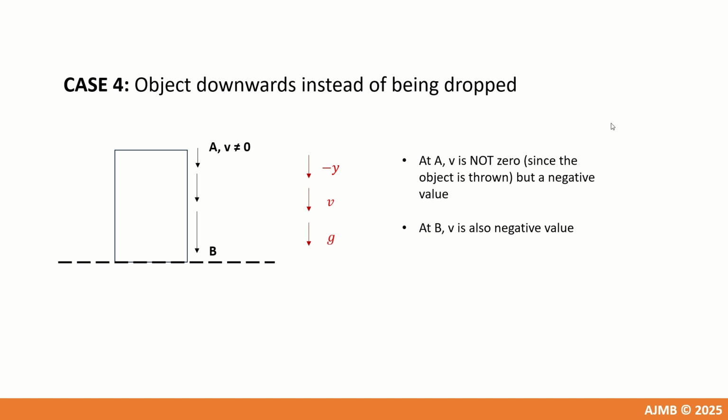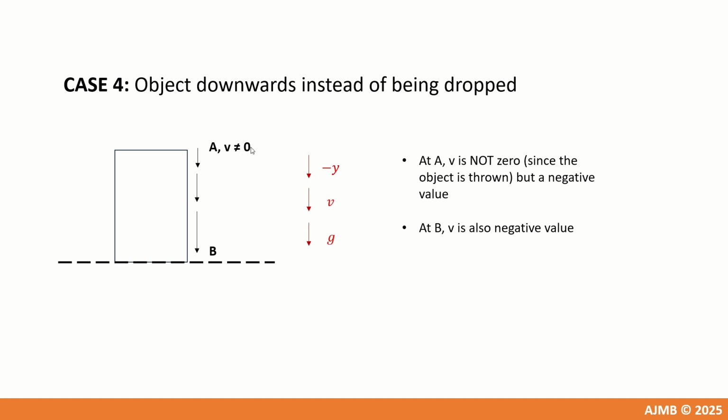After case number 1, let's go straight to case number 4, because case number 4 is just a variation of case number 1. You can see here that the illustration is still the same, but here we have a little note that at point A, which is the release point, the very edge of the top of the building, the velocity is no longer equal to 0.